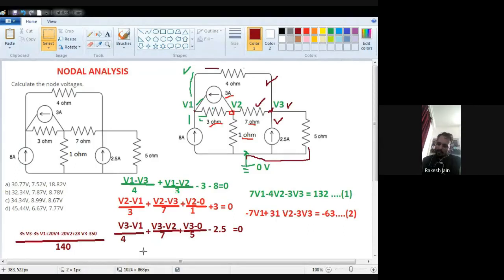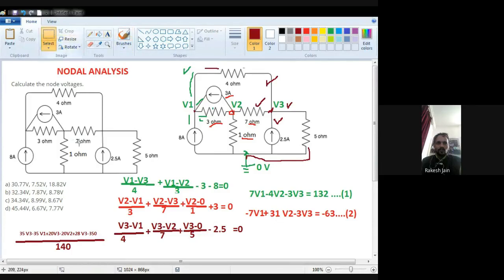Now how many times it will be divided by 5? The 140 divided by 5, that will be 28 times. So 28 multiplied by the upper term V3, okay. Then 2.5 is directly multiplied by 140. So that will be equal to 350.